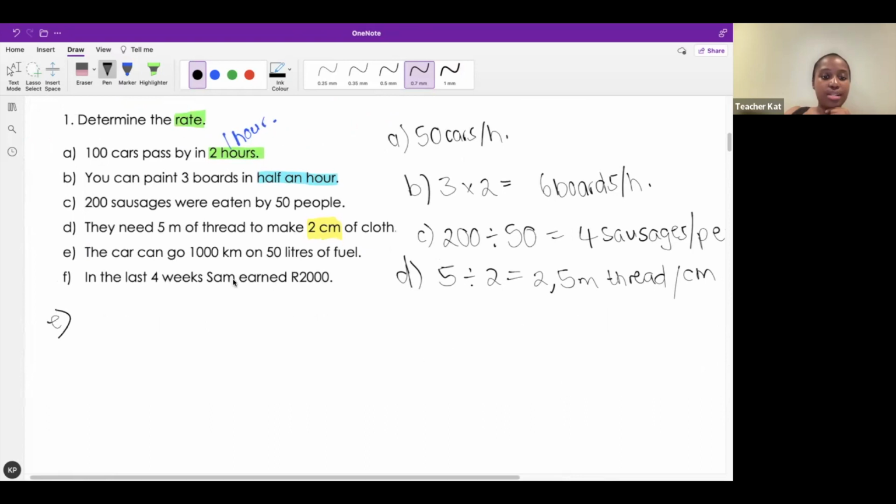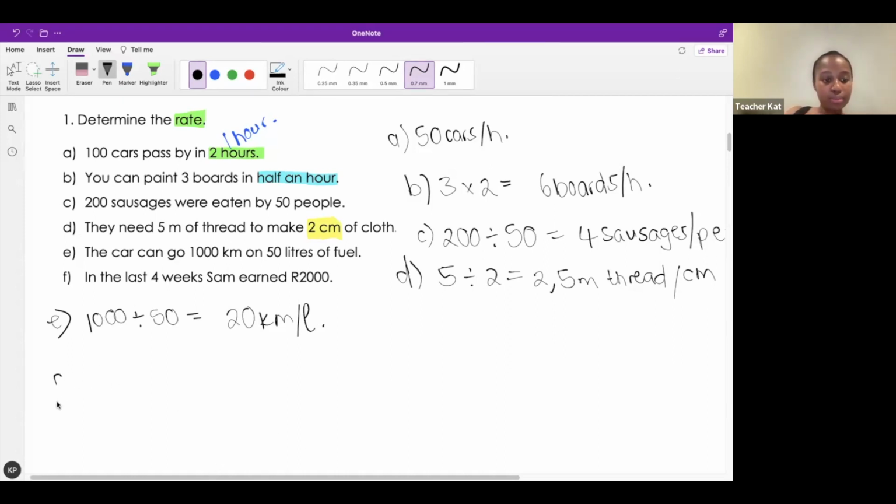The car can go 1,000 kilometers on 50 liters of fuel. I want to know how far it can go for 1 liter of fuel. So what am I going to divide this by? Nice, Londeka. Divided by 50, which means it can go how far? 1,000 divided by 50, which means it goes 20 kilometers per liter.